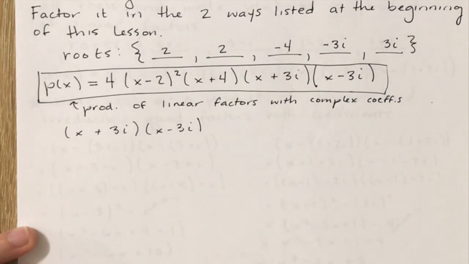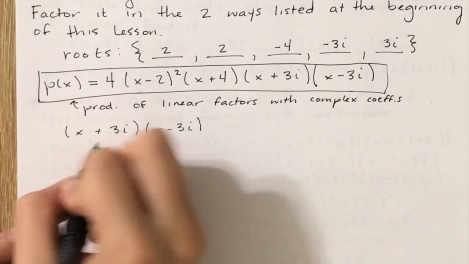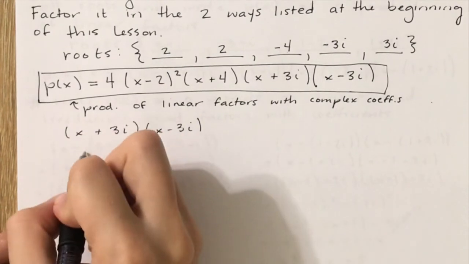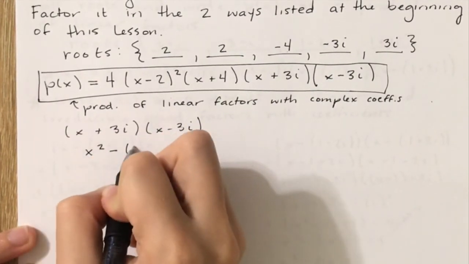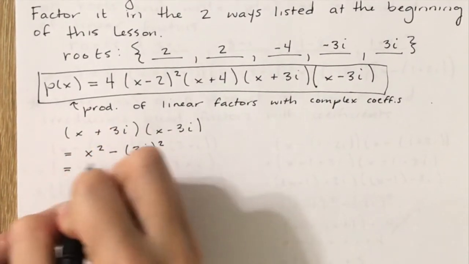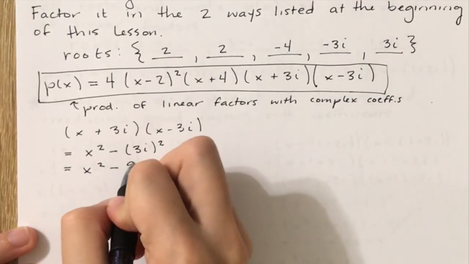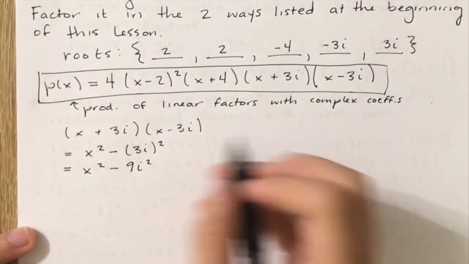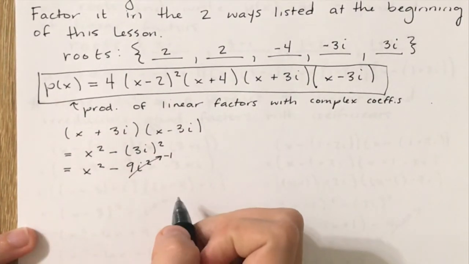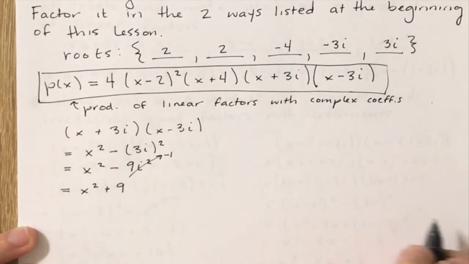So we actually don't have to do the whole distributing and regrouping thing. We can go ahead and use difference of squares here. We have a plus b times a minus b, so we have a squared minus b squared. x squared minus, we distribute this squared, so we have 9i squared. i squared becomes -1, so we end up with x squared plus 9.